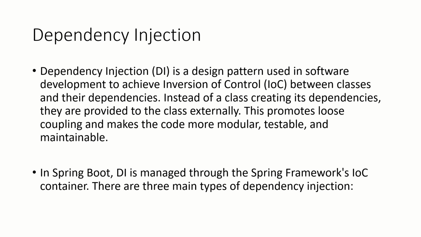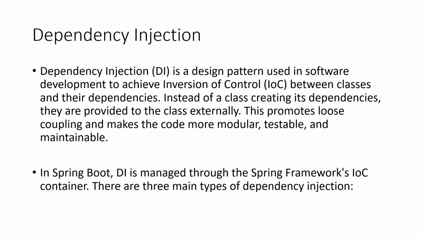Let's say we have two classes, class A and class B, and class A needs the object of class B. So we are creating the object of class B inside class A, and we are hard coding that. We are creating tight coupling when we create the class B object inside class A. But this can be avoided with the help of dependency injection.